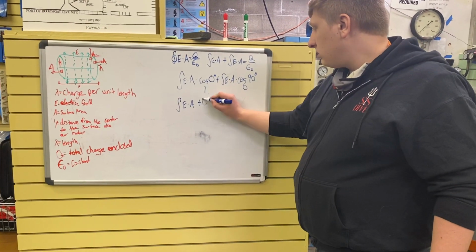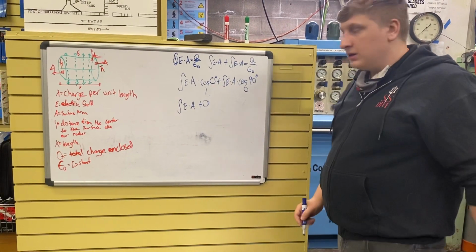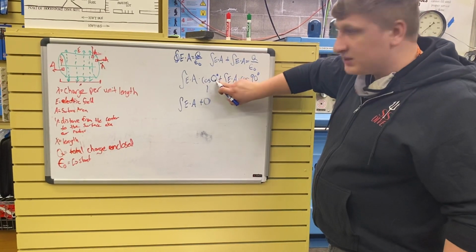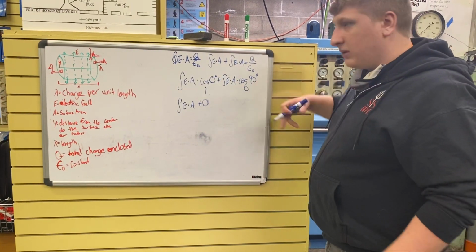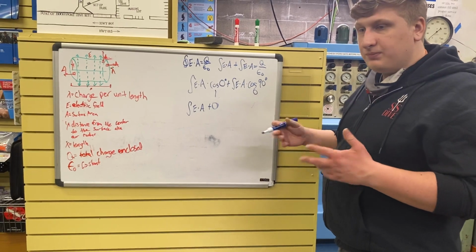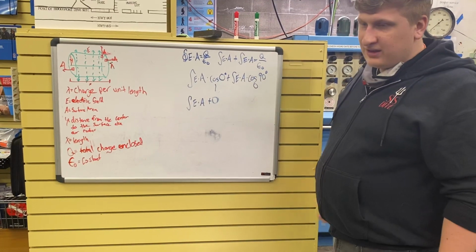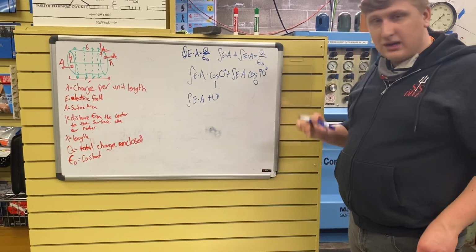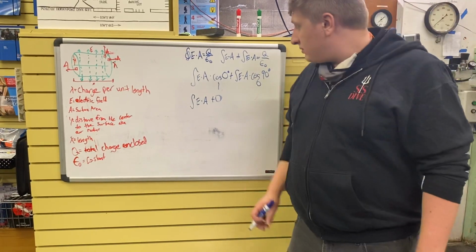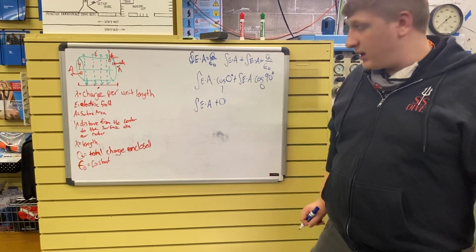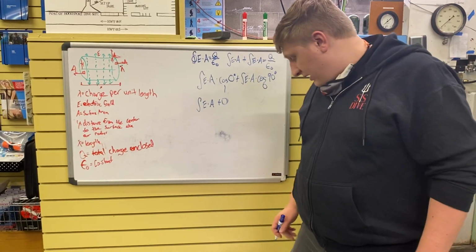Yeah, it's 0. Because again, cosine 0 equals 1. So when I say, what is, you know what I mean. So cosine 90, again, 0. So now we have this 0 here. All right, let's move on.